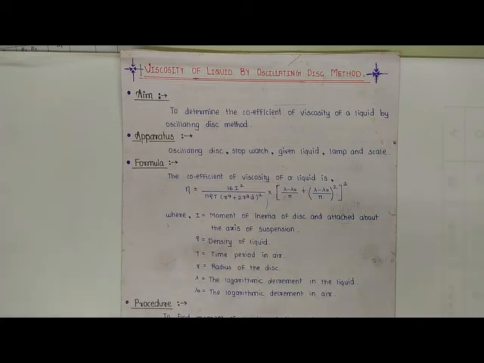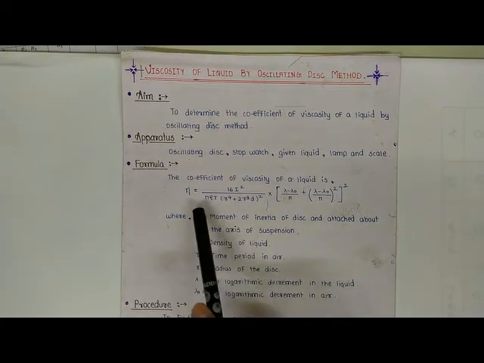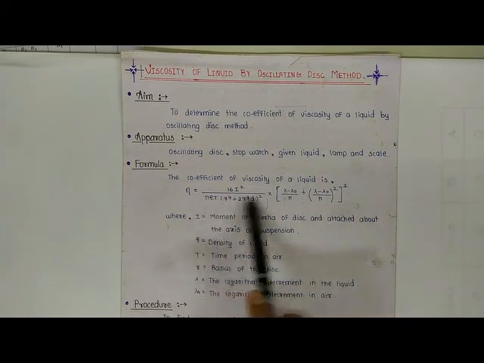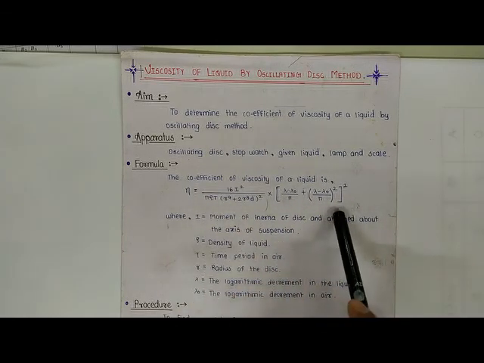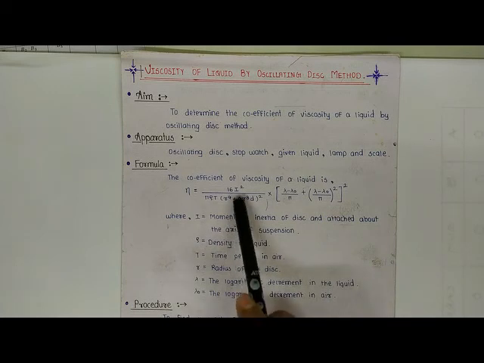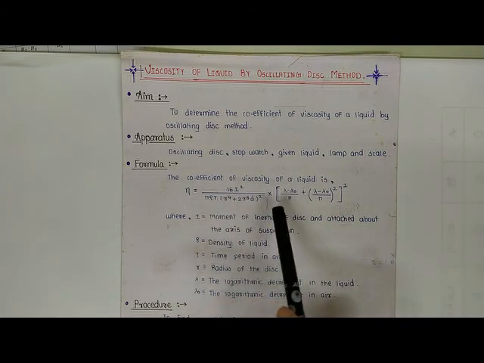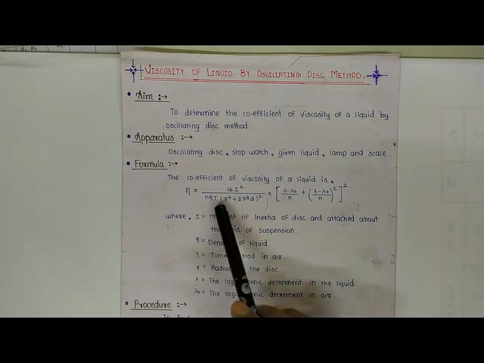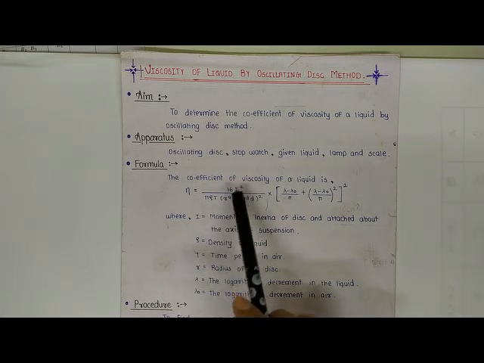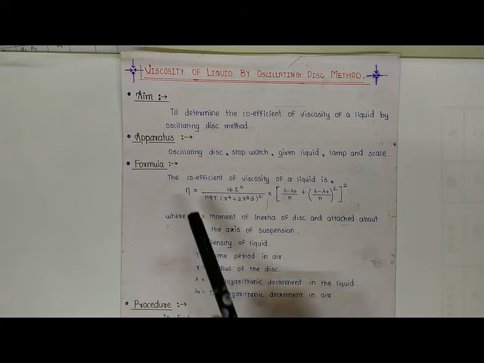And now you can see, this is the final formula. The formula looks very long. Yes, it is longer and a little bit complicated also. This is the formula we have to use finally to find the coefficient of viscosity. Let us first understand each and every notation in this formula. So, eta, we know, is the coefficient of viscosity. It is not n, it is eta. It is the notation for coefficient of viscosity.